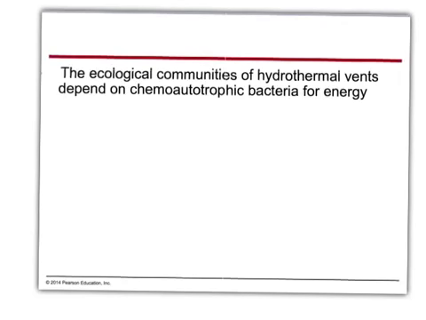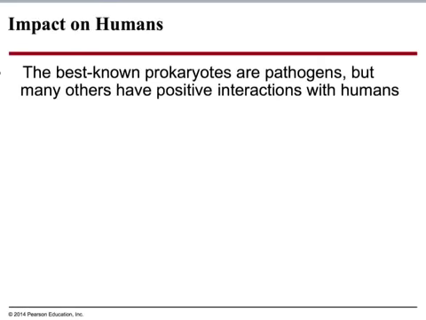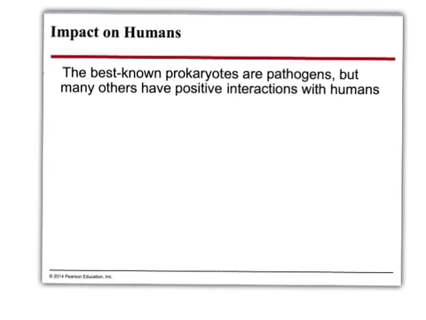water, geysers, and then you end up with the vent community: the fish and plants that live in that environment depend on the chemoautotrophic bacteria for energy. So the plants and fish filter feed off the prokaryotes that are there. Now, impacts on humans.